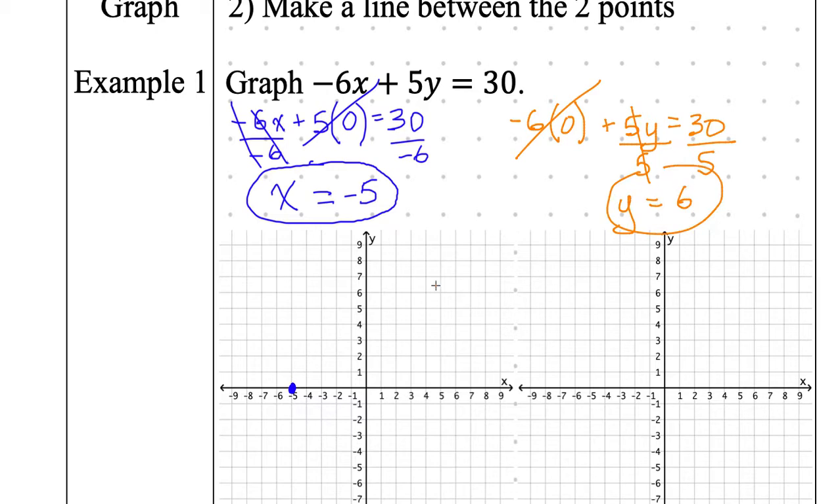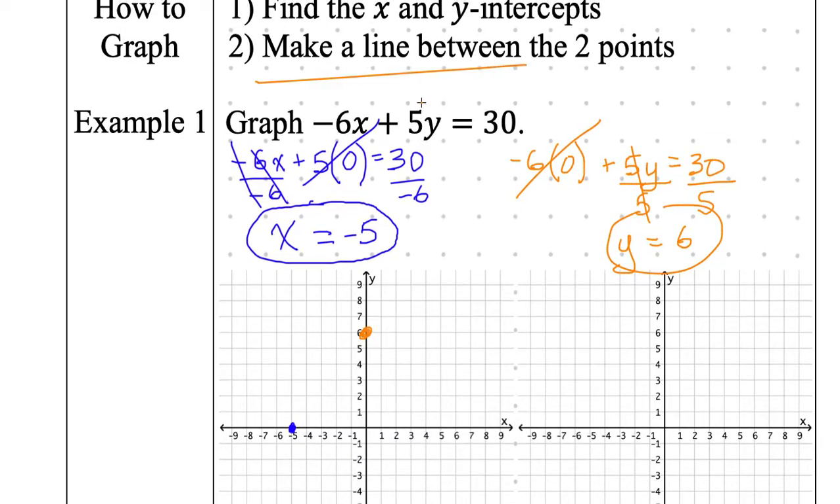And still on the left-hand side of the graph, not the right graph, we're not using that yet, I'm going to make this point up here on the y-axis at 6. And then you're basically done. You're on step 2 now. Make a line between those 2 points.